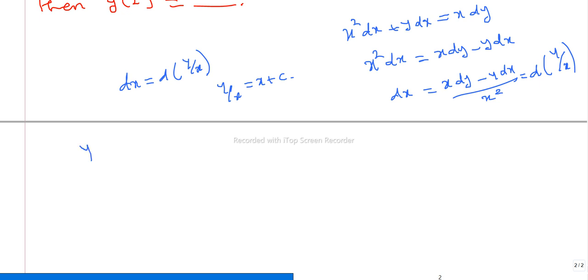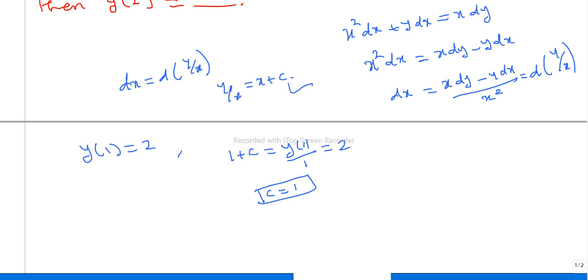Since y of 1 equal to 2, from this equation, 1 plus c equal to y of 1 by 1. Actually y means nothing but y of x. Now y of 1 is 2 by 1, that is 2. Therefore c equal to 1. So substitute the c value in the solution. So we get y equal to x square plus x.